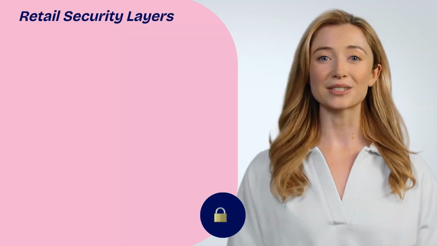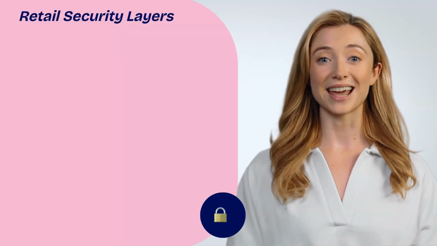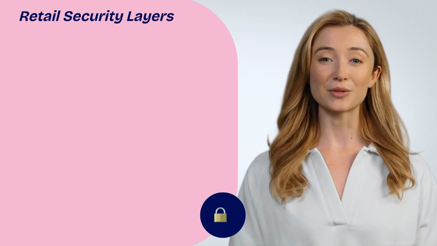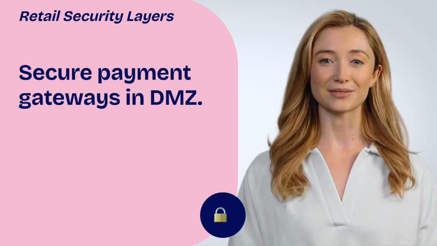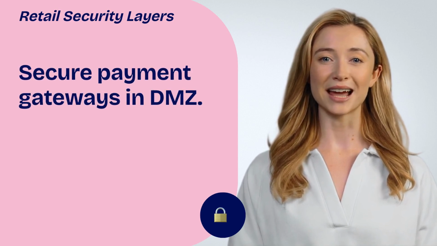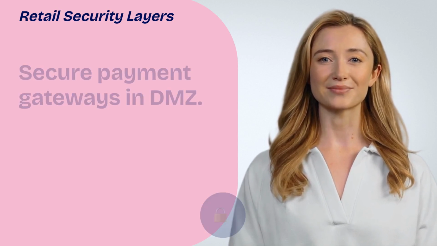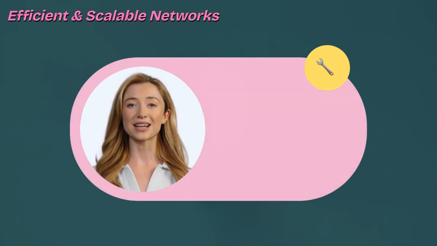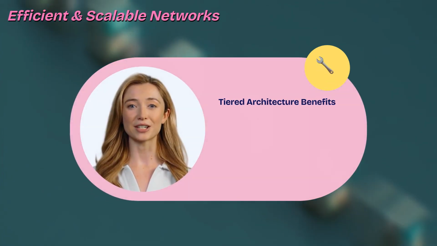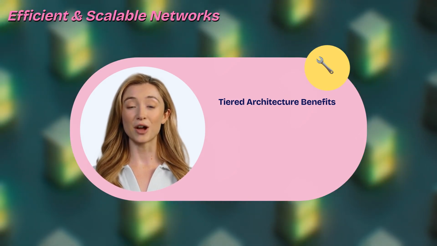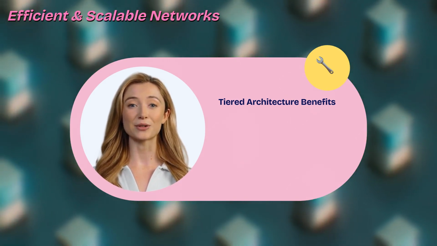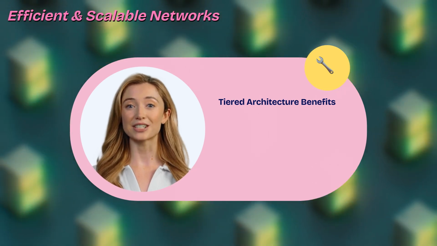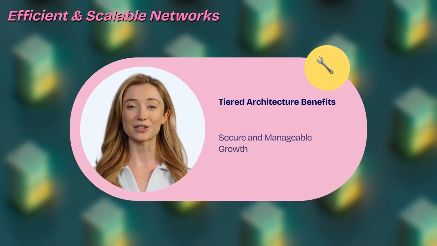In retail, the point-of-sale systems might be in the DMZ, interacting with customer credit card data through a secure payment gateway in the middle tier, while inventory and sales data reside in the private tier. By understanding and implementing tiered architecture, you're not just protecting your network, you're also making it more efficient and scalable. It's about ensuring that as your digital environment grows, it remains secure and manageable.